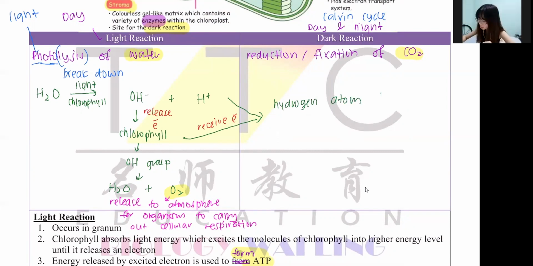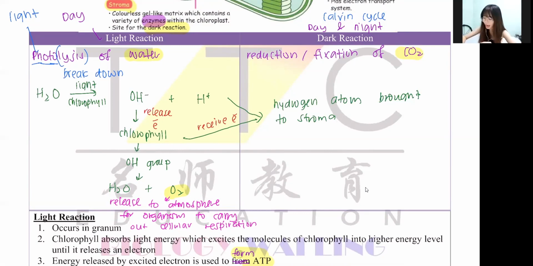So hydrogen atom is brought to the stroma to carry out the dark reaction, because light reaction happens in the granum, dark reaction happens in the stroma, right? So the hydrogen atom is not done yet, because what does this process mean? Fixation of carbon dioxide, reduction of carbon dioxide.